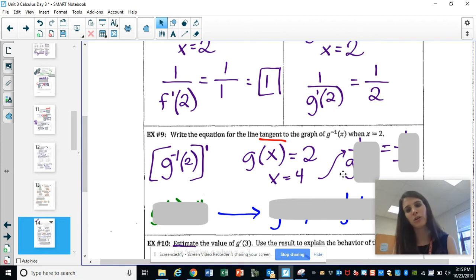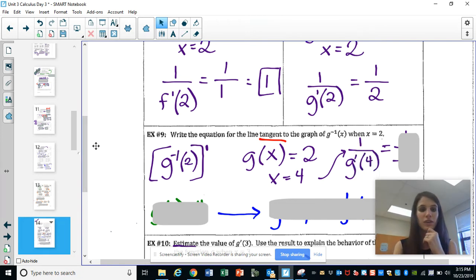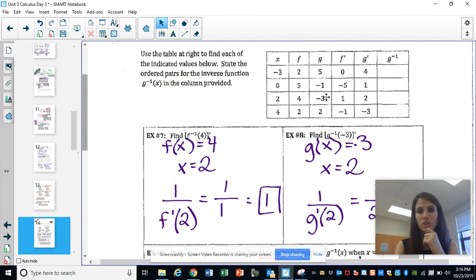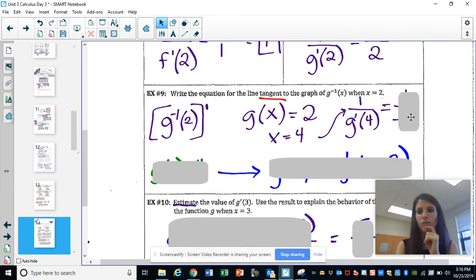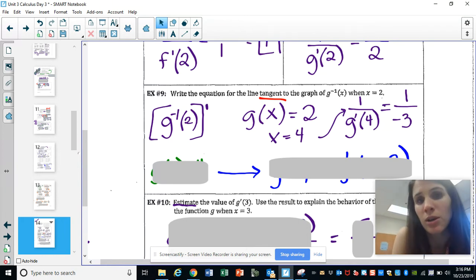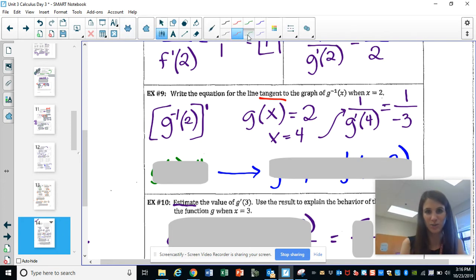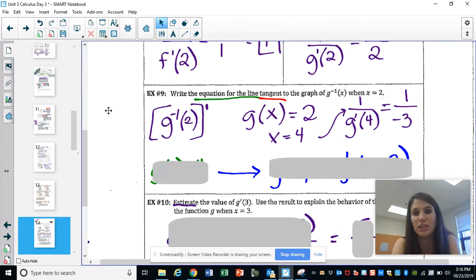Then what do we do with that 4? We take 1 and plug it in, do 1 over the derivative at 4. What is the derivative of g at 4? G prime of 4, negative 3. So therefore we get x, that's equal to negative 1/3. That's our derivative, so that tells us our slope. But what are we looking for? Those of you that read directions will know that we're looking for an equation for the line. So that means that we need our point as well.